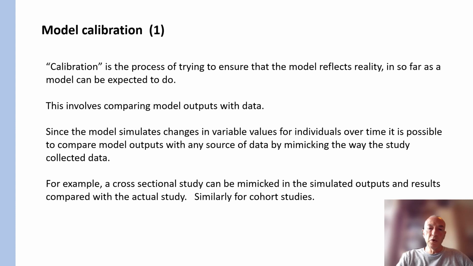So let's come on to talk about model calibration. Calibration is the process of trying to ensure that the model reflects reality insofar as a model could be expected to do so. So this involves comparing model outputs from our simulations with actual real data. Since the model simulates changes in variable values for individuals and how they change over time, it is possible to compare model outputs with any source of data by mimicking the way the study collected the data in our simulations. So for example, a cross-sectional study can be mimicked in the simulated outputs and results compared with the actual study. Similarly for a cohort study where we follow individuals over time.